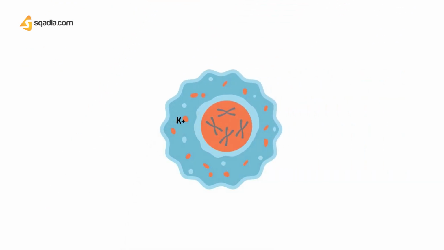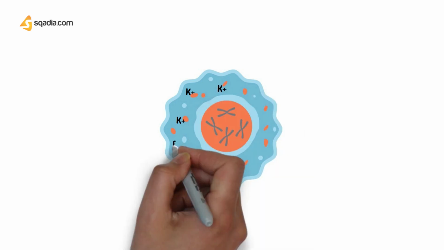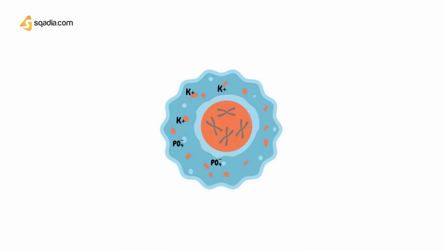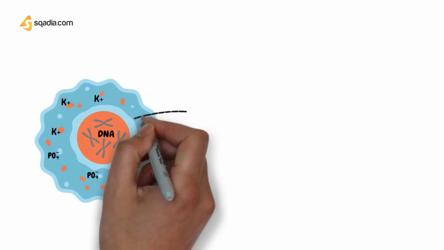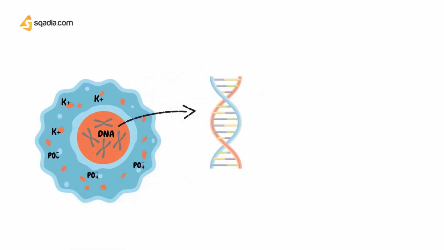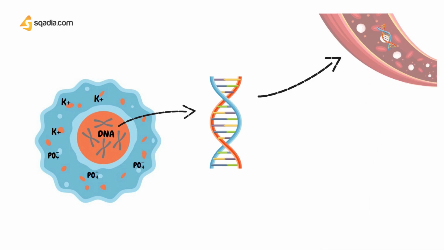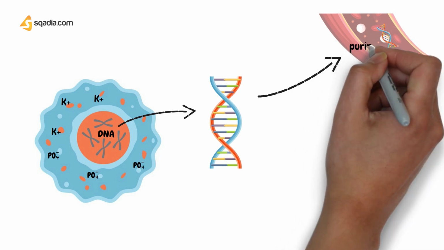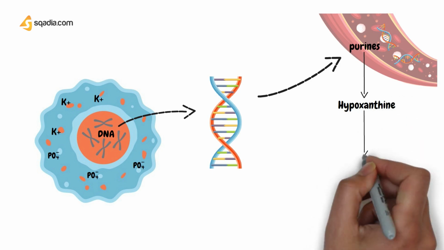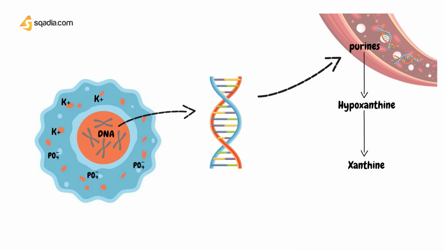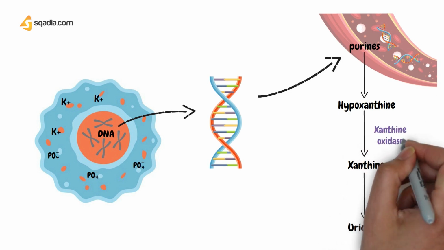The main cation present in cells, including cancer cells, is potassium, and the main anion is phosphate. The DNA present within the nucleus of our body cells or cancer cells consists of purines and pyrimidines. Both of these are broken down into metabolites by intricate pathways in the body. We'll focus on purine nucleic acids, which are broken down to hypoxanthine, which is further converted to xanthine, and finally uric acid, with the help of the enzyme xanthine oxidase.